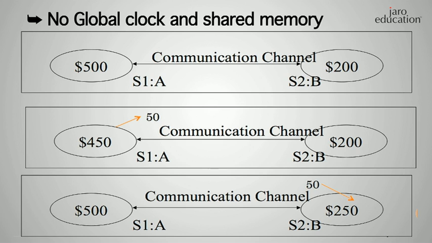Again, 50 rupees is hanging in between because you find an extra 50 in the system. Such incorrectness is going to exist because there is no global clock and no shared memory. If both these operations were to happen in a single shared memory, 500 becomes 450 and 200 becomes 250.